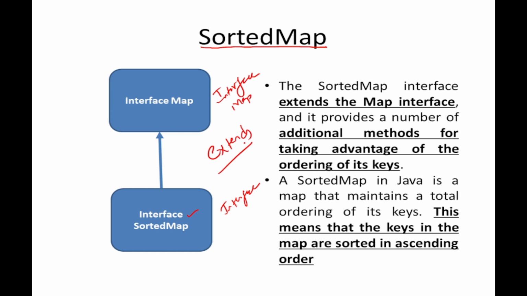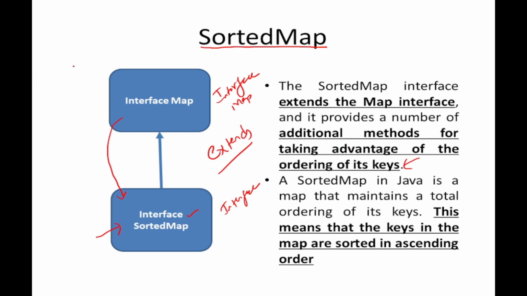We have seen an interface can extend another interface. What it means is it inherits all the abstract methods and it has got a few more abstract methods. Sorted map adds a few more abstract methods to the interface map. What kind of methods does it add? It ensures that the key value pairs are sorted according to their keys.